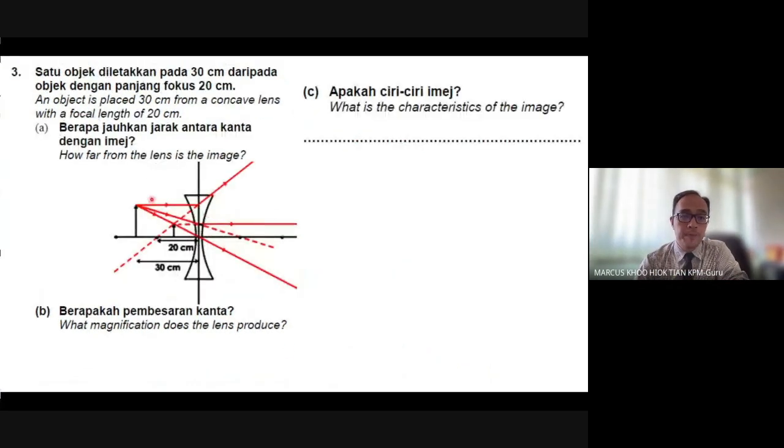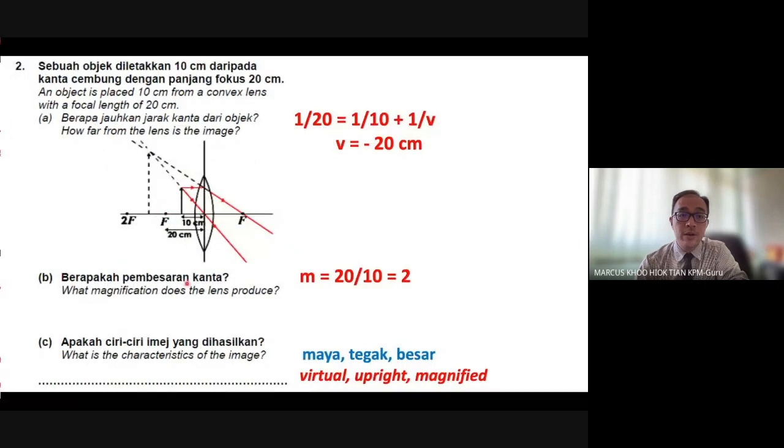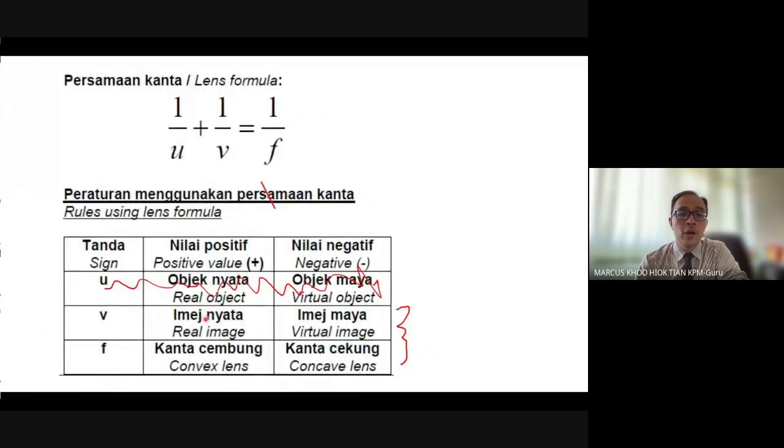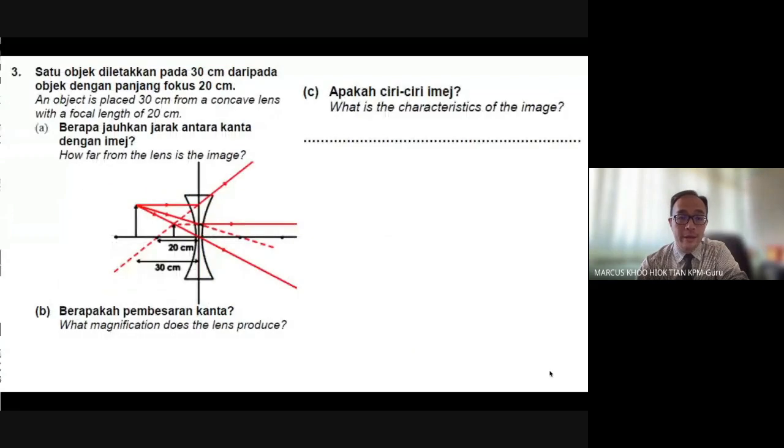Okay, the next question. An object is placed 30 centimeter from a concave lens. So we are in a slightly different situation. Just now was convex lens, and we said that convex lens, the F is positive. But since we're using a concave lens, the F has to be negative. So bear this in mind. This 20 cm over here is actually a negative 20 F. Object is always 30 centimeters, doesn't really matter.